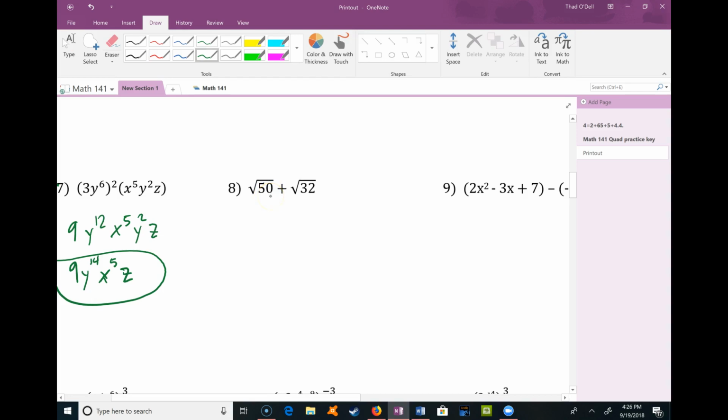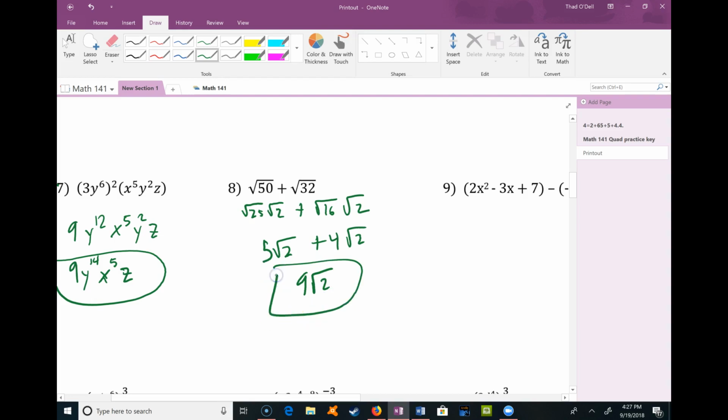However, I can simplify the square root of 50 because there's a perfect square factor in there. That would be the square root of 25 times the square root of 2. And this also can be broken into the square root of 16 times the square root of 2. But of course, the square root of 25 is 5, so that'd be 5 rad 2. Square root of 16 is 4, so that'd be 4 rad 2. And now I do have like terms because this is counting rad 2s and that's counting rad 2s. So I have 5 rad 2s here, 4 rad 2s here, a grand total of 9 square roots of 2. So that'd be my final answer.